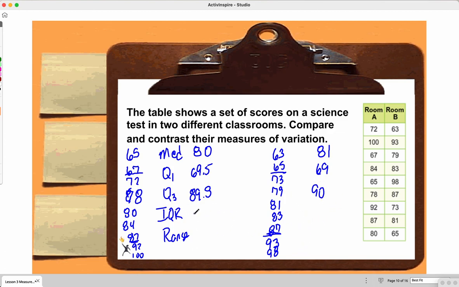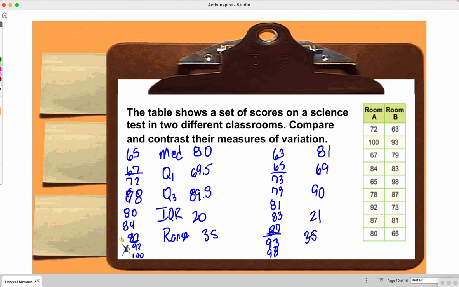My IQR here is 20. My IQR here is 21. My range is 35 for both of them. So what I could tell you in words is, hey, my median is slightly higher in Group B. My quartiles are slightly higher in quartile 3 on Class B, but slightly higher in quartile 1 on Class A. My IQR is a little bit wider for the middle 50% in room B, but their ranges are roughly the same. Overall, this data is very, very similar.